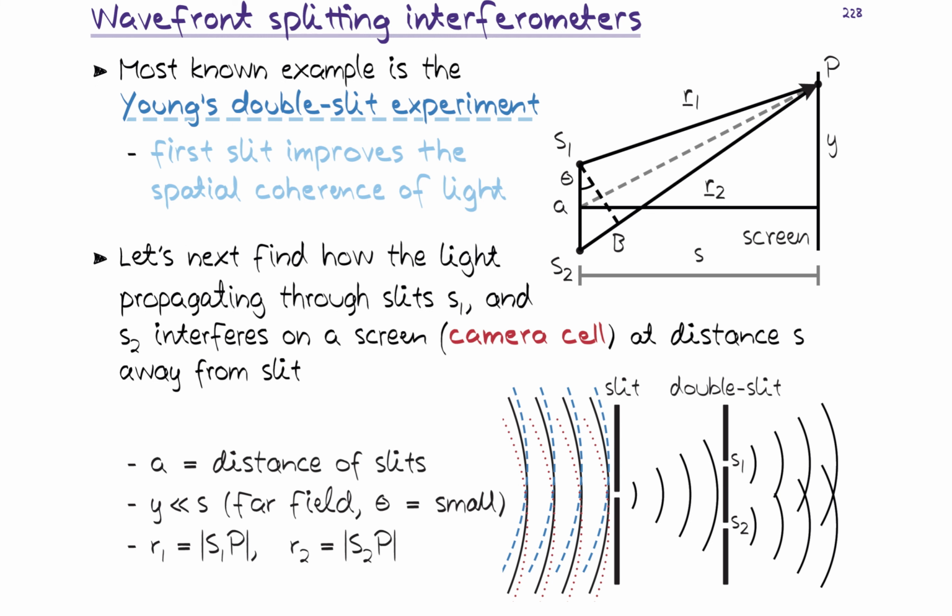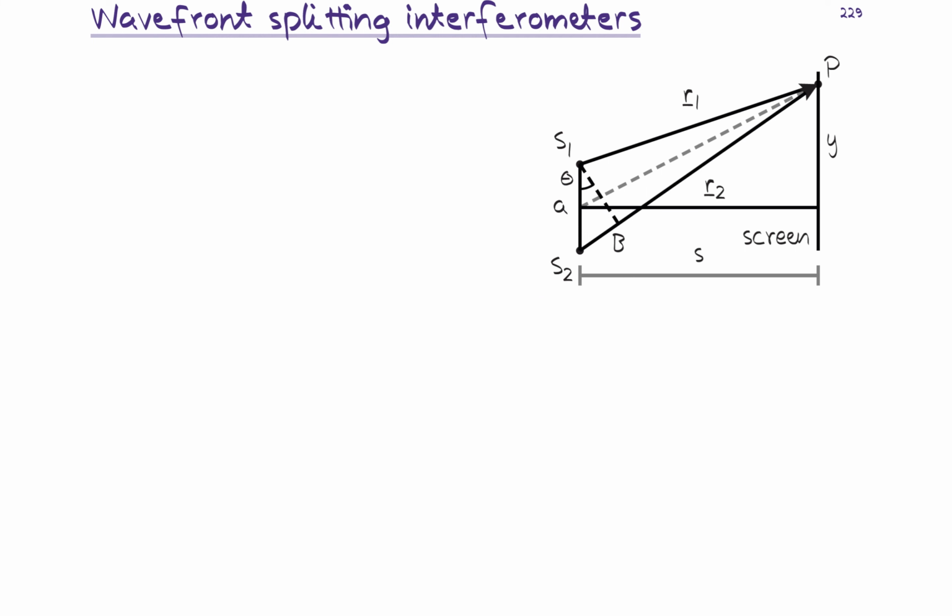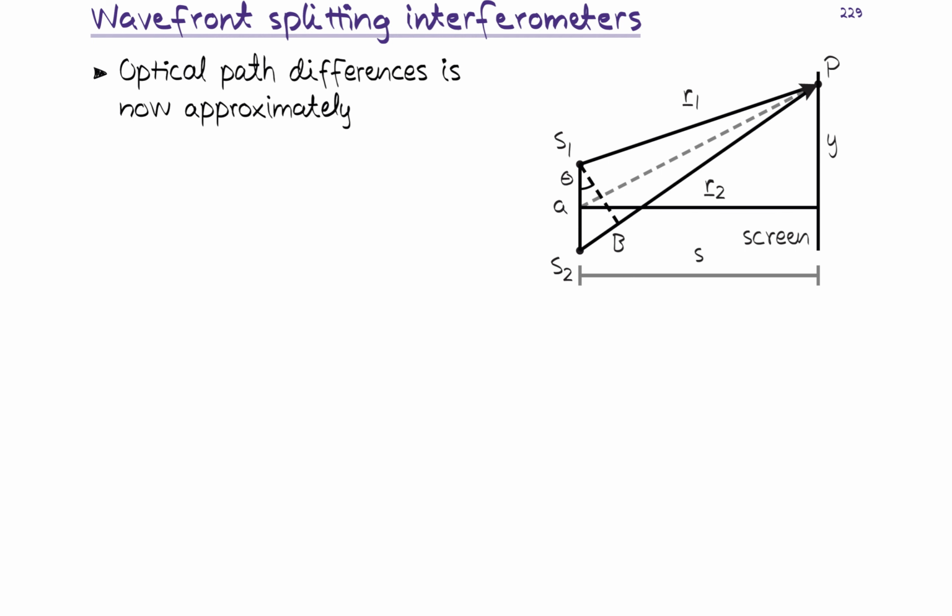And now R1 is the optical path length coming from the S1 point into the observation point P, and R2 is the length from point S2 into the observation point P. Now we have defined the geometry, and we can start calculating by approximation. The optical path difference, R1 minus R2, is approximately S2 times B. So this is what we want to calculate.